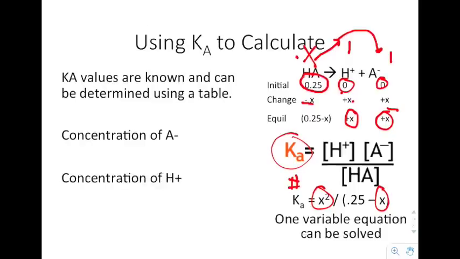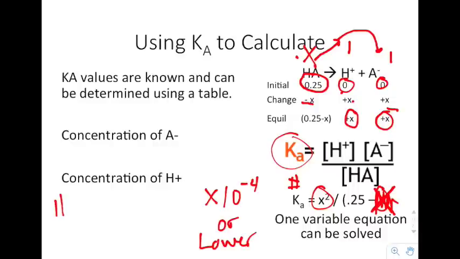Now, there is a trick, and the trick is very, very useful when solving these. If you ever have a Ka value that is 10 to the minus fourth or lower, you can take this and algebraically make it much, much easier. If it is 10 to the minus fourth or less, this number becomes insignificant in the calculation. Because of that, you can cancel this number out, and now the Ka value is equal to x squared over 0.25. That is a much, much simpler calculation in which you will not have to use the quadratic formula.